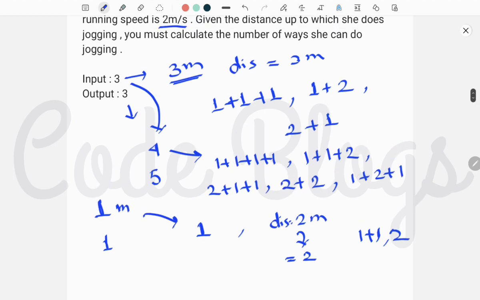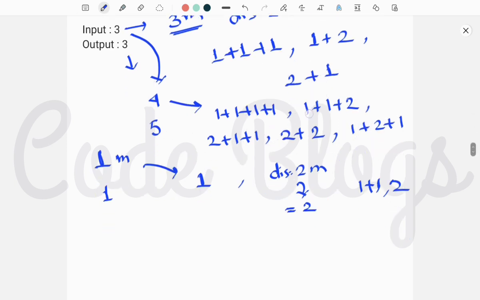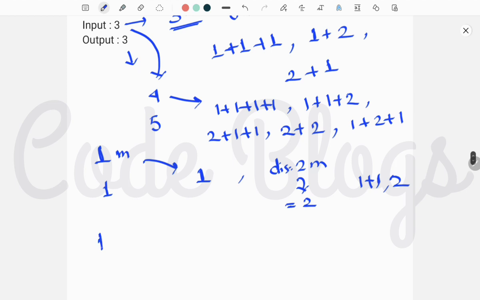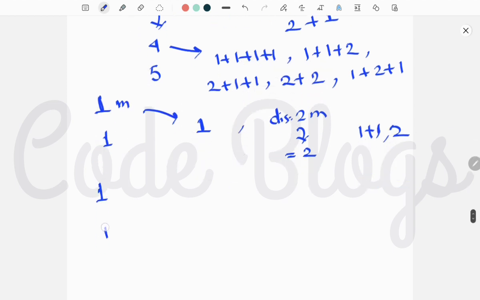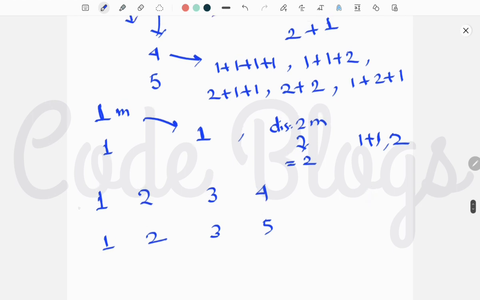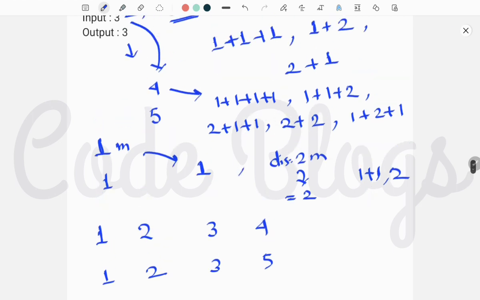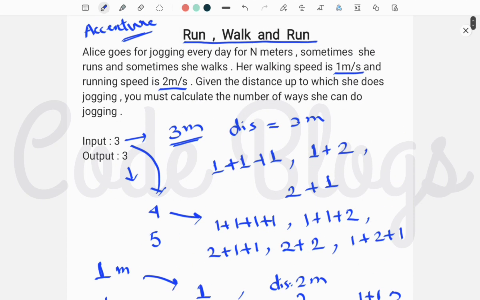So can you see the similarities between the outputs? When the input is 1, we are getting output as 1. When the input is 2, we are getting output as 2. When the input is 3, we are getting 3. When the input is 4, we are getting 5. So now, the main logic behind this problem is the Fibonacci series.